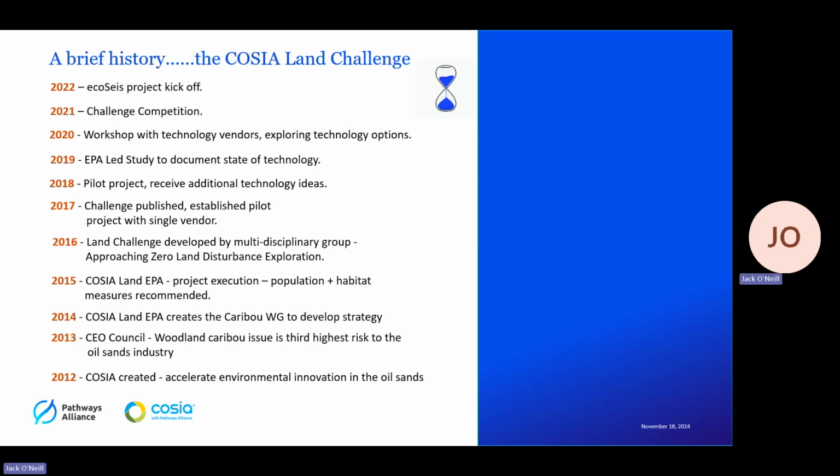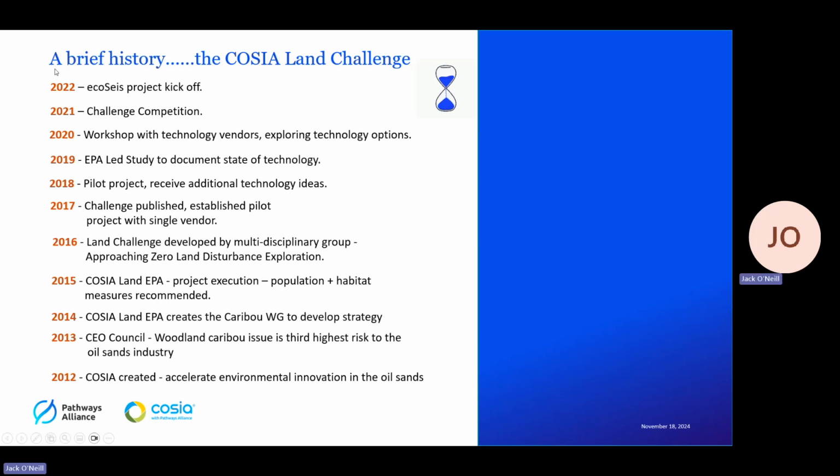Second place company in the competition was OptiSize with their EcoSize technology. OptiSize went and partnered with the first place winner, proposed a project, and kicked it off in 2022 with all of our in situ participating members of the Land EPA. So that was great. And that project ended, and a second pilot, an in-field pilot project, kicked off in 2023.